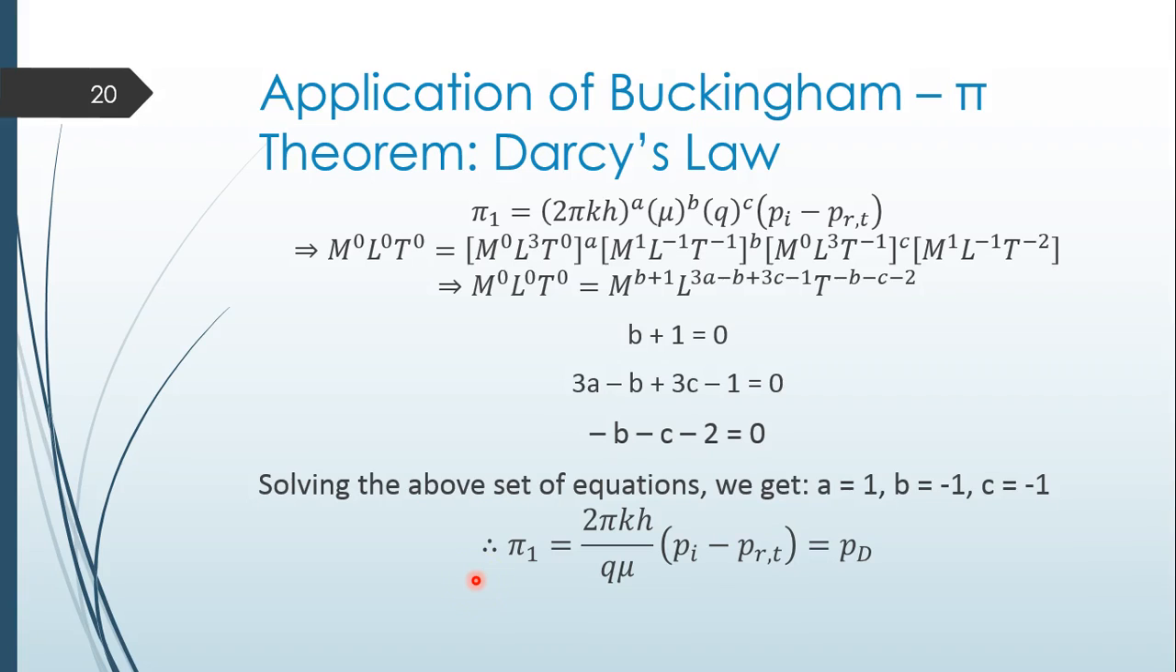So one dimensionless group we get from Darcy's law will be phi 1 is equal to 2 pi kh by Q mu into Pi minus PRT, which can also be written as PD, dimensionless pressure. Okay, so these are very important for well testing. So we have just derived dimensionless pressure, which is highly used in well testing.